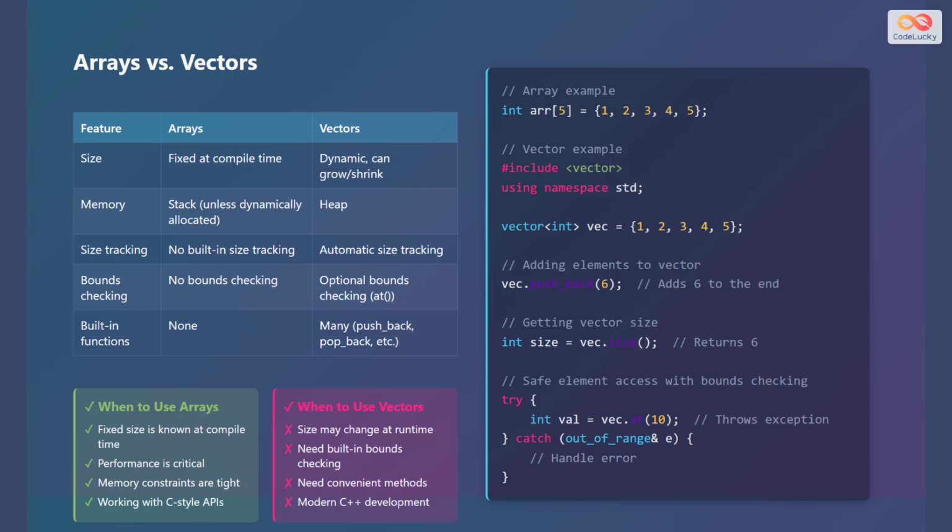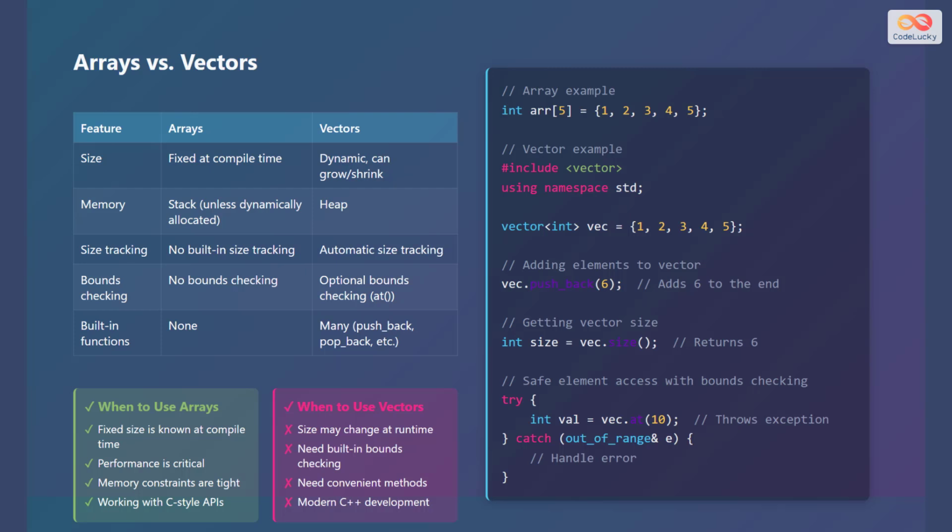Now let's compare arrays with vectors in C++. Both arrays and vectors are used to store collections of elements, but they have key differences. Arrays have a fixed size at compile time, while vectors are dynamic and can grow or shrink at runtime. Arrays are typically stored on the stack, while vectors are stored on the heap. Arrays do not have built-in size tracking, while vectors automatically track their size. Arrays do not have bounds checking, while vectors can provide optional bounds checking using the at function. Arrays have no built-in functions, while vectors have many built-in functions, such as push_back and pop_back.